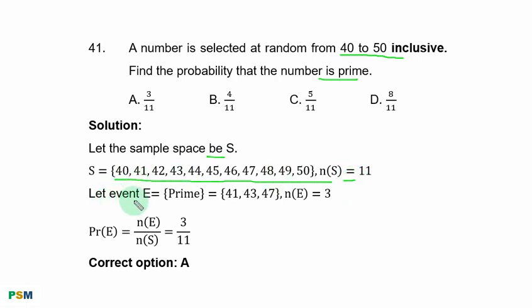Let event E be equal to prime. From the sample space, you write out the numbers that are prime. They are 3 in number. Therefore, probability of prime is equal to the number that are prime over total numbers in the sample space, that is 3 over 11. The correct option is A.